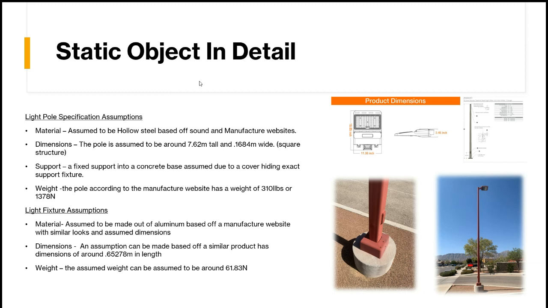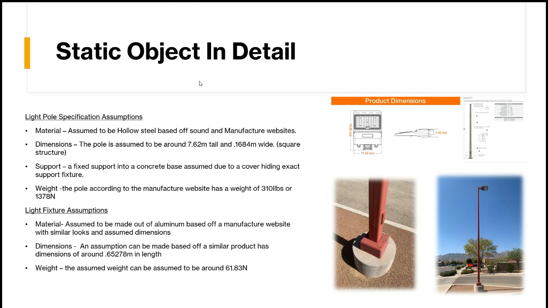The support. The support is a fixed support into a concrete base, assumed due to a cover hiding any bolts or any other supports, so we can just simplify this to a fixed straight support into the concrete. The weight of the pole based on the manufacturer's website is 210 pounds or 1,378 newtons.